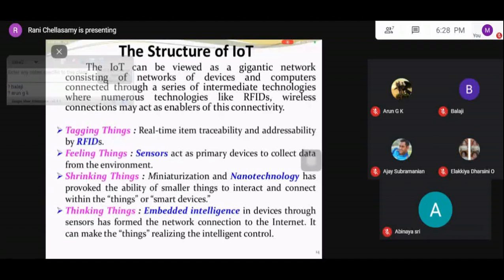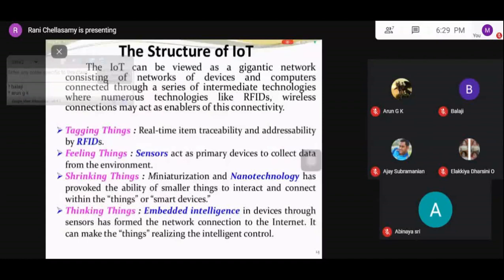Coming to the first part, that is tagging things. Tagging things uses RFID, as we have dealt with. RFID is used to track the data in real time, and helps in traceability and addressability. Feeling things means we can use sensors, which act as the primary device to collect data from the environment. Shrinking things means miniaturization, and nanotechnology has proved the ability of smaller things to interact and connect with other smart devices. That is, one device is connected to another device, and they interact among the devices.